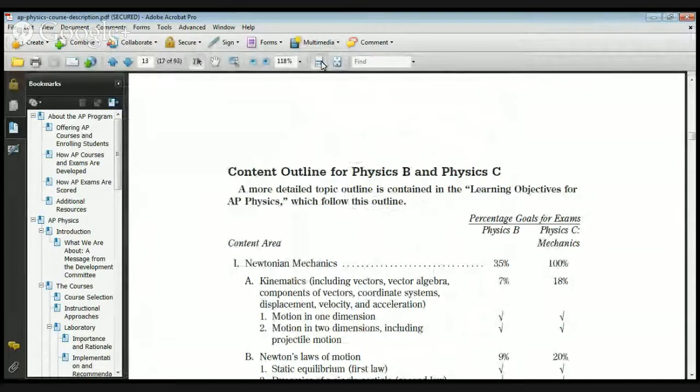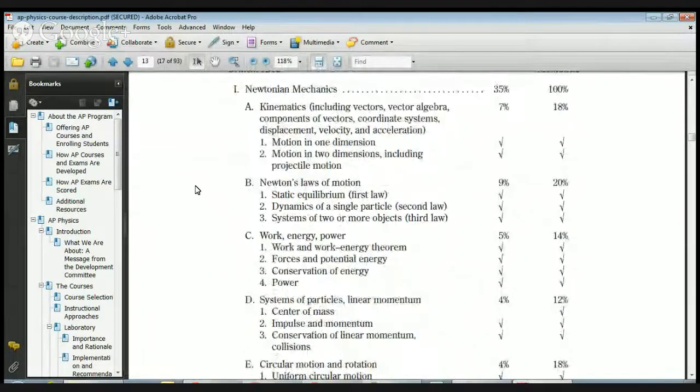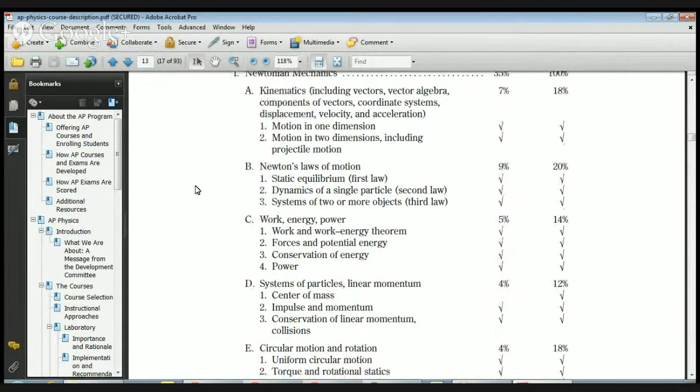So here's the breakdown of the topics. You've got Newtonian mechanics, 35%, and then they give you the percentages. Now, a lot of these things are going to show up in other parts, right? So you're going to have a question about momentum. Well, that's going to have some kinematics component to it, or something like that.